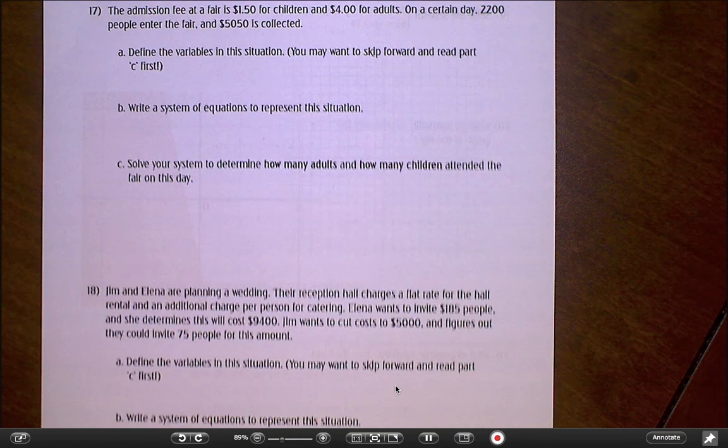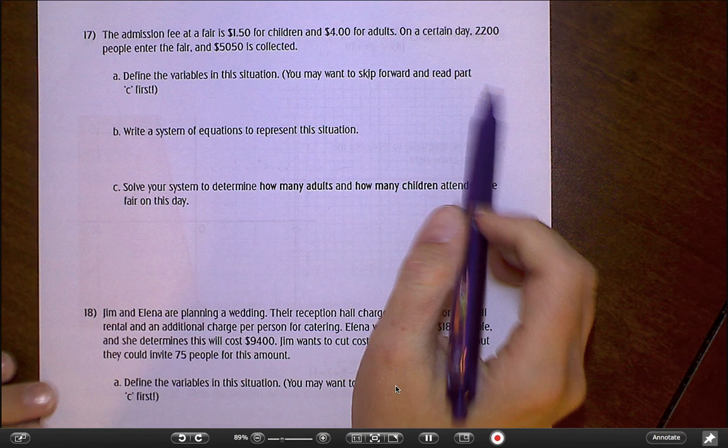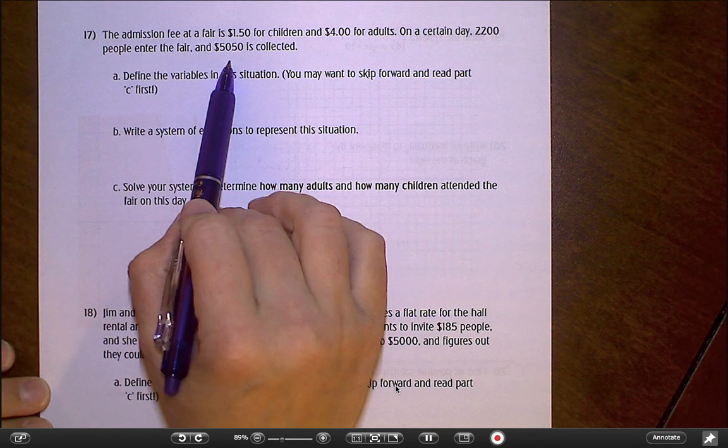This is page 3 of the Chapter 5 test review for Algebra 1A, and we're kicking off with some word problems that have to do with systems of equations. So this first problem is talking about admission to a fair. We're charging $1.50 for children, $4 for adults, and then it talks about how many people are entering the fair and how much money is collected.